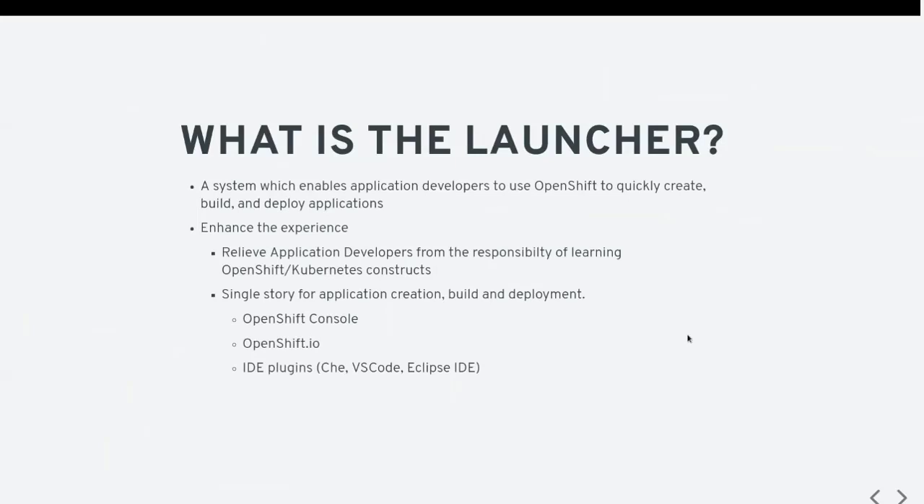It can also be surfaced in all Red Hat developer-facing properties, such as the OpenShift console, OpenShift.io, and IDE plugins, such as the ones that run on Che, VS Code, and Eclipse IDE. It also makes available a unified flow for application creation on OpenShift, no matter the runtime. So it doesn't matter if you have a Node.js, Vert.x, Python, or Go application, you can simply launch your application in OpenShift using our system.